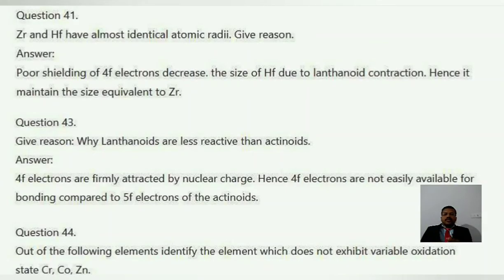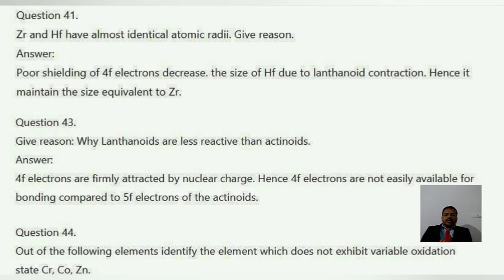Question number 41. Zirconium and hafnium have identical atomic radius, give reason. We already discussed that zirconium is part of the second series and hafnium is part of the third series, and due to lanthanoid contraction they have identical atomic radius. So the answer is simply lanthanoid contraction. Due to this, zirconium maintains an equivalent size to that of hafnium.